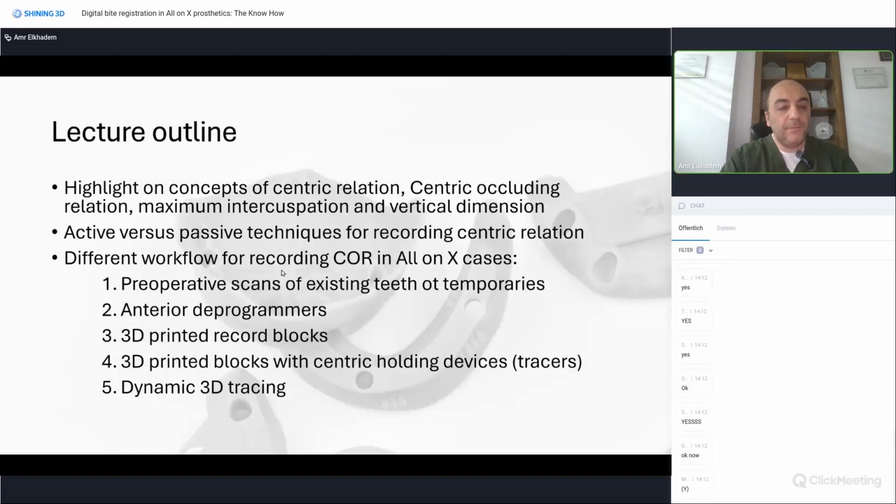Then I'm going to talk very fast about the active and passive techniques for recording the centric relations. Then I'm going to start the digital part and tell you how you can get the best possible digital jaw relation record for the all-on-X cases. So let's start this 40 minutes journey together.